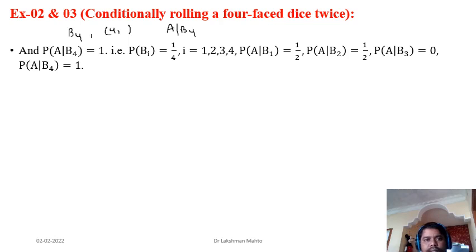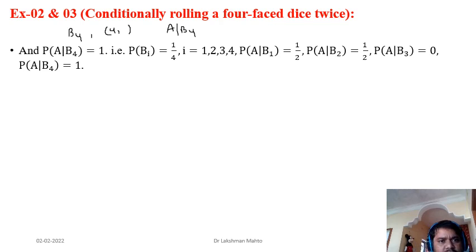Surely A occurs. Yes, by default A occurs because B4 itself contains it. It is talking about getting 4 in the first roll. So we already got 4 in the first roll, and there is no need to go for a second roll.